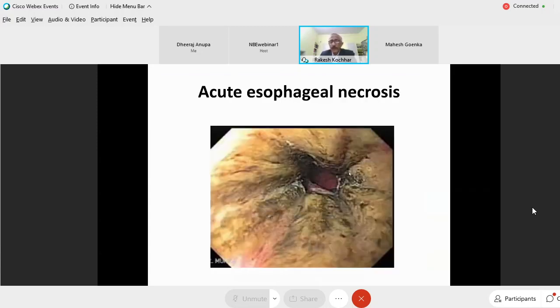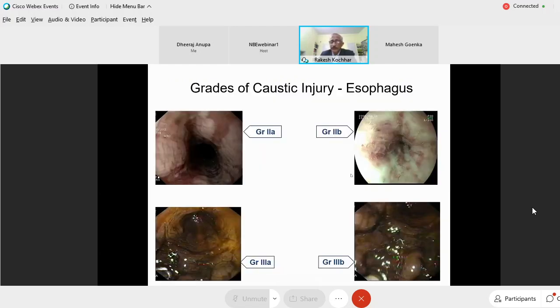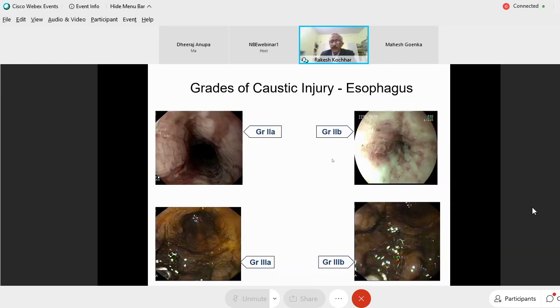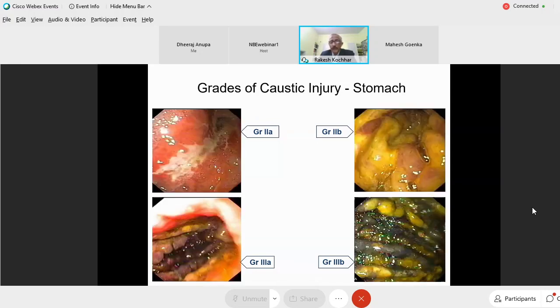Now, what is the classification of corrosive injury to the esophagus? You have grade 1, 2, and 3. Grade 1 is just hyperemia. Grade 2 is ulceration. Grade 3 is necrosis. So 2A is when there are scattered ulcers. 2B is when there are confluent ulcers. 3A is when there is scattered charring. 3B is when there is confluent charring. So that was esophagus. In the stomach, scattered ulcers 2A, confluent ulcers 2B, scattered charring 3A, and confluent charring 3B.